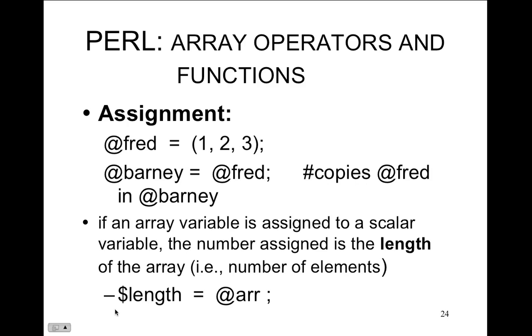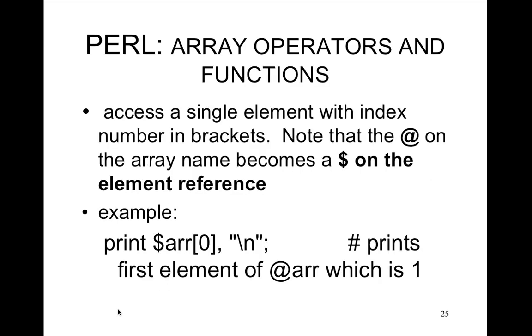I need to edit that. There's no minus sign. You're basically assigning the array to a scalar and it actually gets you the length instead. It just says 3. Access the single element with the index number in the brackets. We've seen this already, noting that the @ on the array name becomes the $ scalar on the element reference.